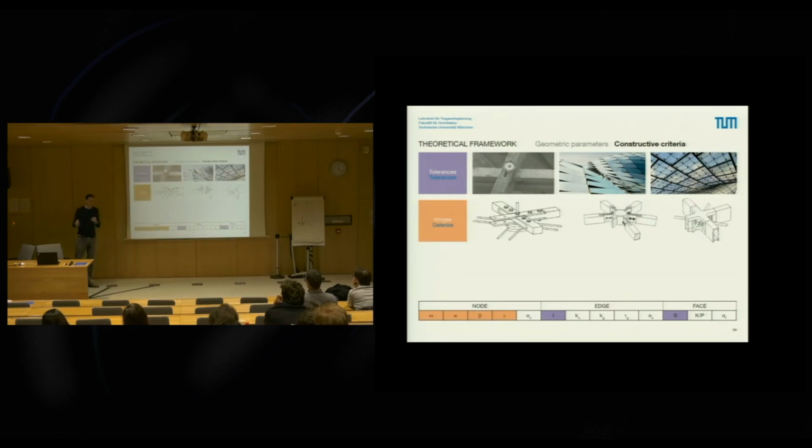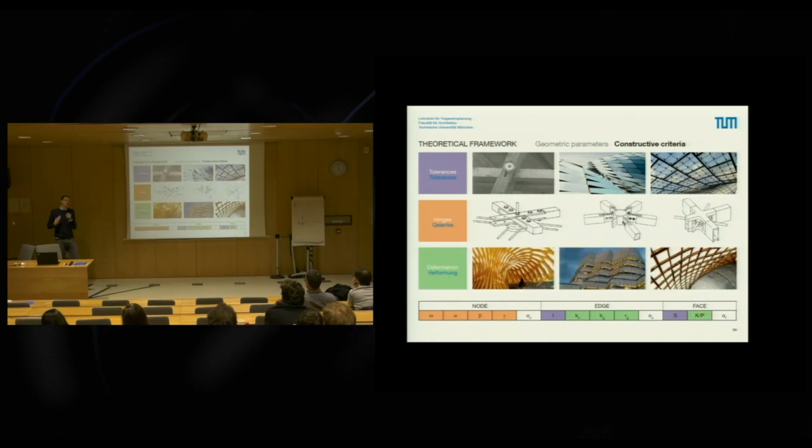The next criterion is hinges, which is also quite obvious. In a joint, if you have varying angles, if you just have a hinge, the joint can just take whatever angle is necessary in that point. You can use the same hinge anyway. And the third one, which is most interesting to me in my research, is deformation.